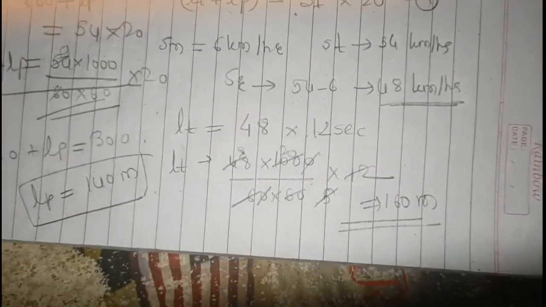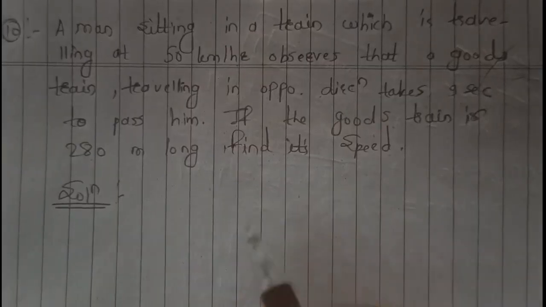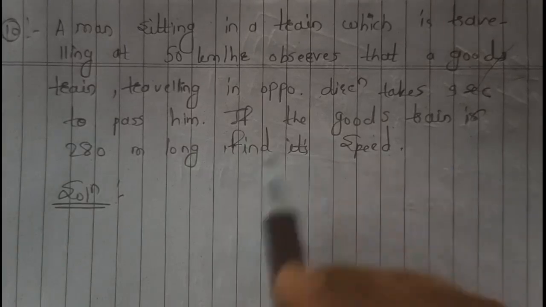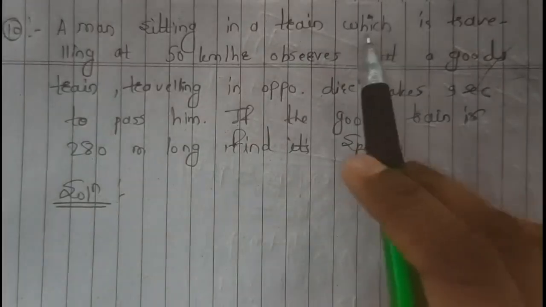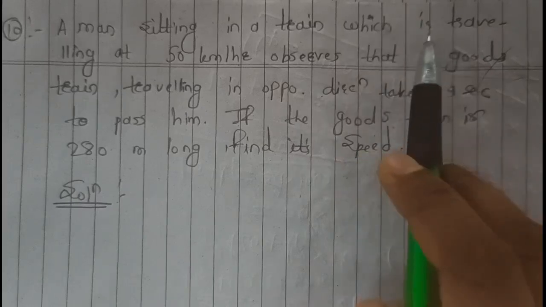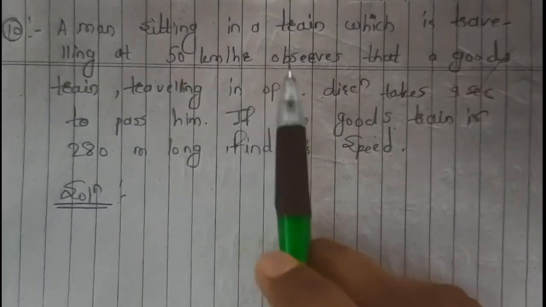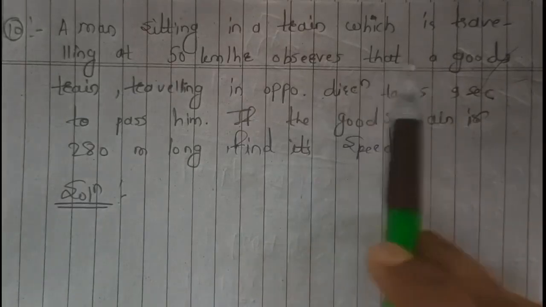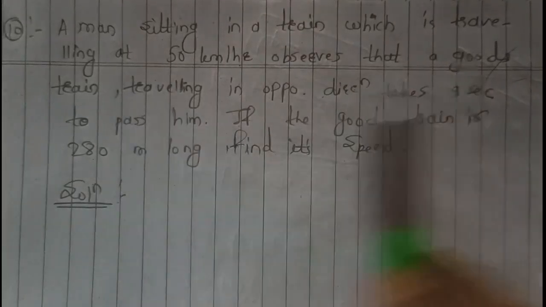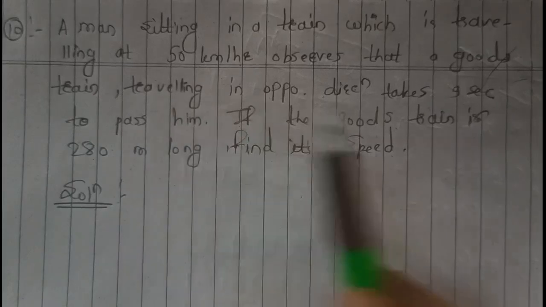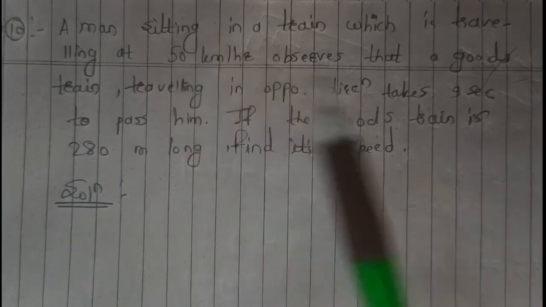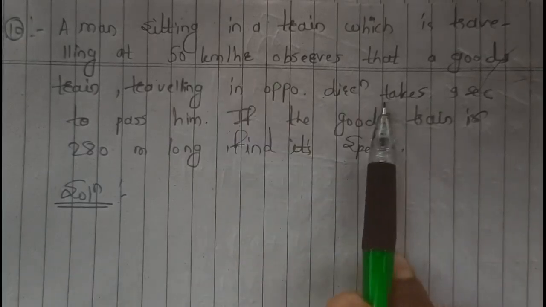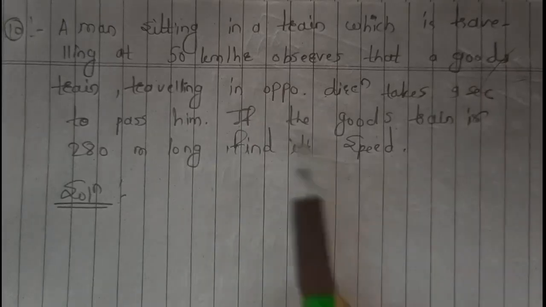So this is our 10th question and the last question for the day. Now here, a man is sitting in a train which is traveling at 50 km per hour, and observes a goods train traveling in the opposite direction. It takes 9 seconds to pass him. If the goods train is 280 meters long, find its speed.